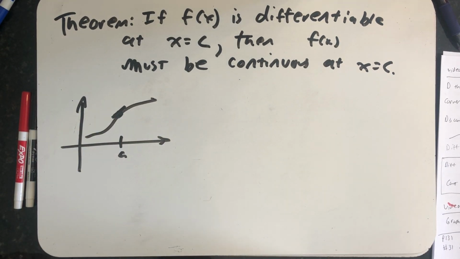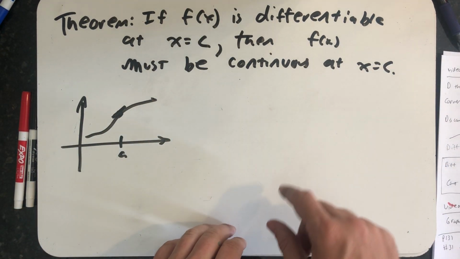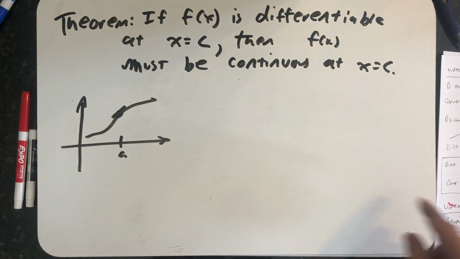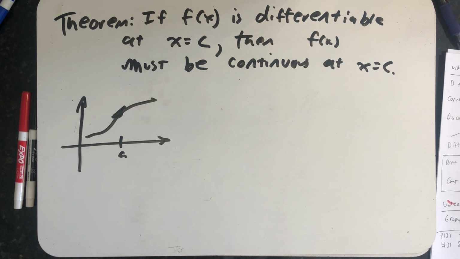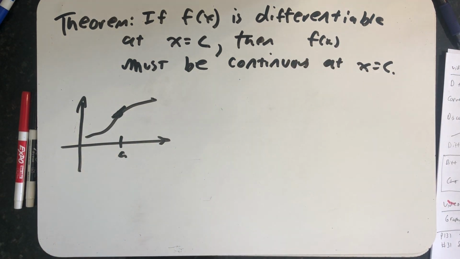If f of x is differentiable at x equals c, then f of x must be continuous at x equals c. You'll hear people say that differentiability implies continuity. That, if you're differentiable at a point, then you're automatically continuous at it. This goes nicely with the ideas at the end of the last video, that if I have a discontinuity, I can't possibly be differentiable. This theorem is saying that, hey, if you're differentiable, you're automatically continuous.